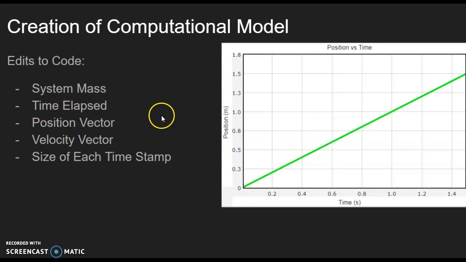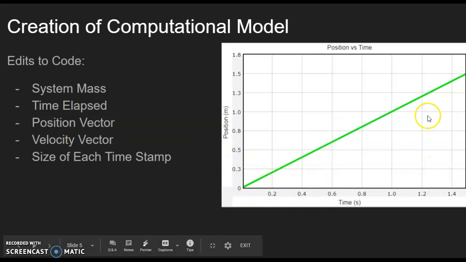And then the time elapsed, because we had to change it to match our experiment, which ran for less than 1.5 seconds. So to match that, we changed our time to less than 1.5 seconds. We changed the position vector and velocity vector to match the initial position and velocity vector, which we previously recorded in the experiment. And we needed to change the size of each timestep to match the frames that the Tracker software recorded, which was 0.33 seconds.